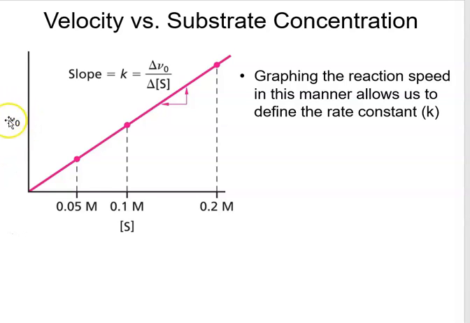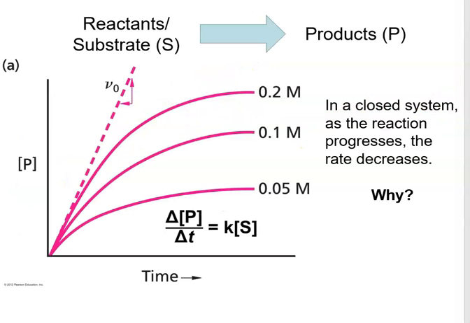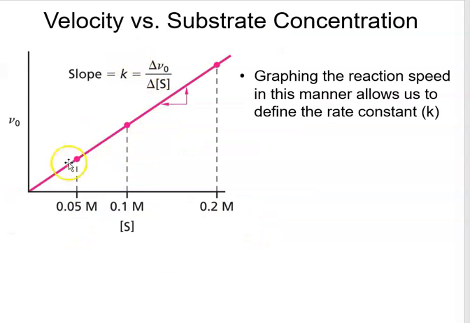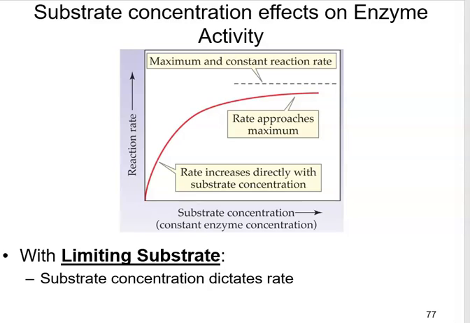So the initial velocity versus the concentration of substrate is going to increase with increasing amount of substrate. This helps us define that reaction rate constant, or K, that we mentioned up here, K times concentration of S. That is defined by the slope of this line, so the derivative of that line. When we have limiting substrate, that substrate is what actually dictates the rate of the chemical reaction.